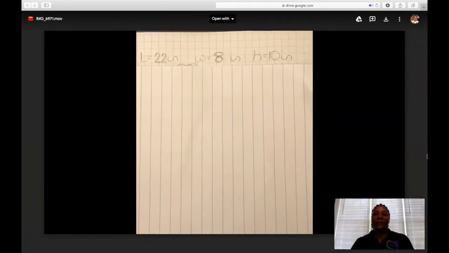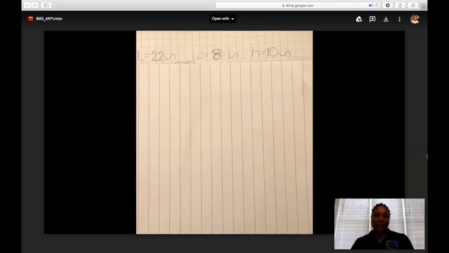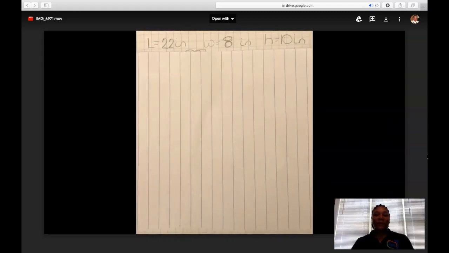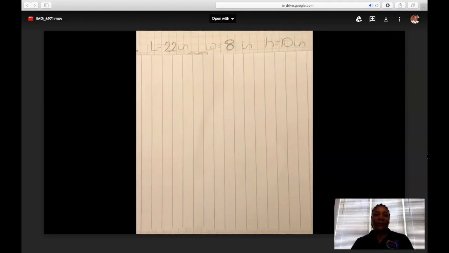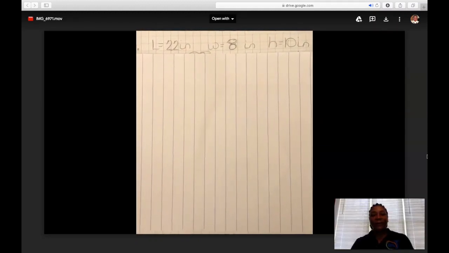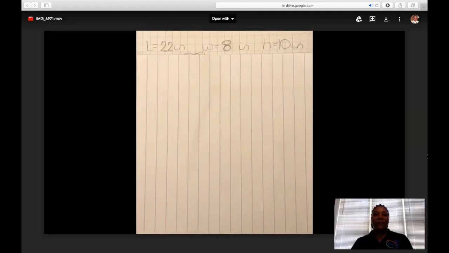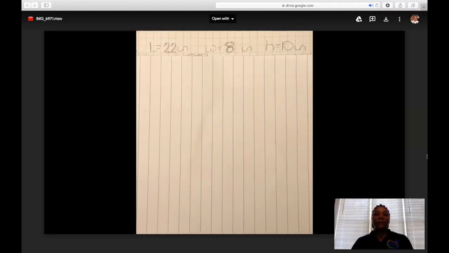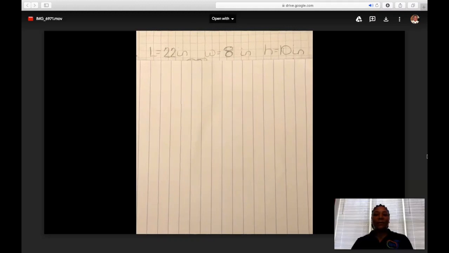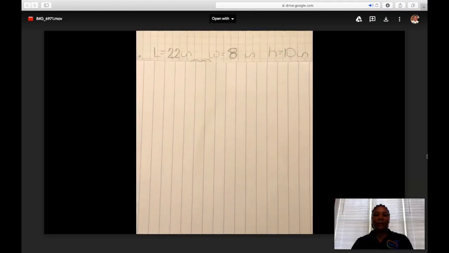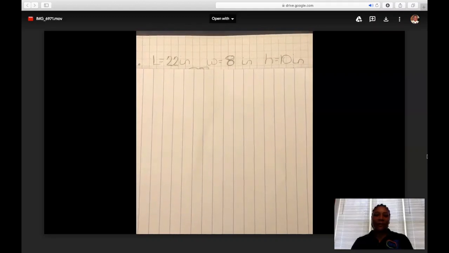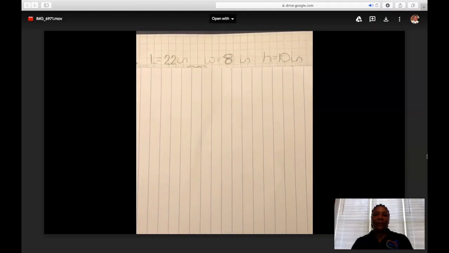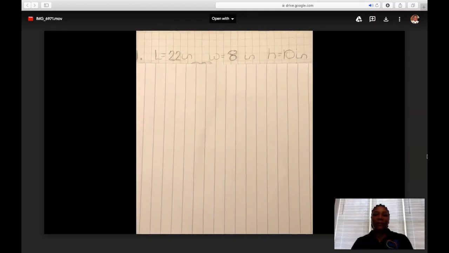As we read the problem, it indicates that we want to paint the box. In thinking about the flower box, we know that it is a rectangular prism, and we're looking at painting it, and it's indicated in the problem that we're looking for square inches, so that gave us a helpful hint as well. So we have the length is 22, the width is 8 inches, and the height is 10.